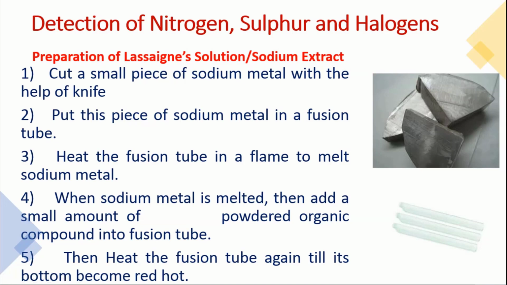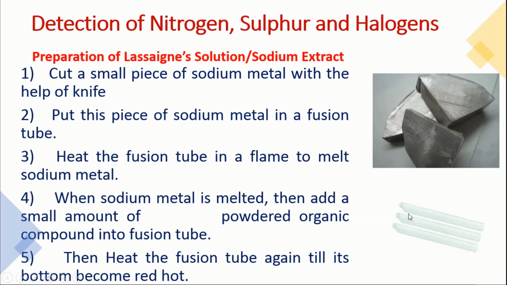So we make a solution which is used for the detection of nitrogen, sulfur and halogens. There is a procedure for the preparation of this Lassaigne solution. In this case, we take some sodium metal, cut the sodium metal with a knife, and then put this piece of sodium metal in a fusion tube.